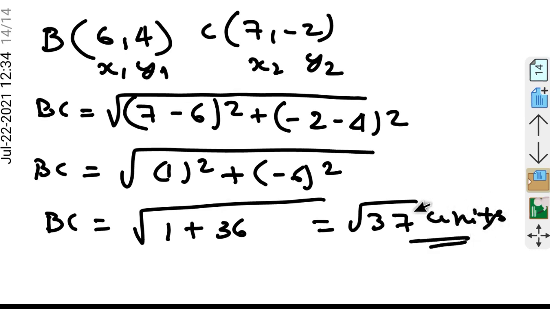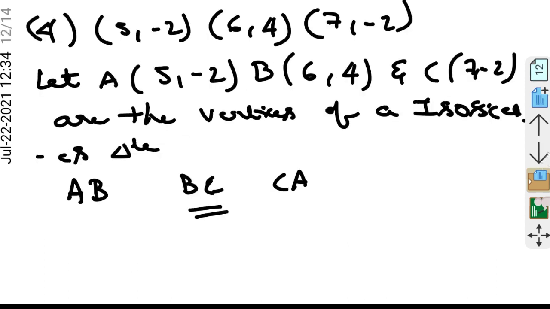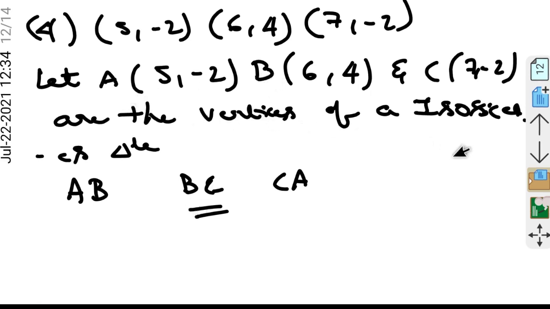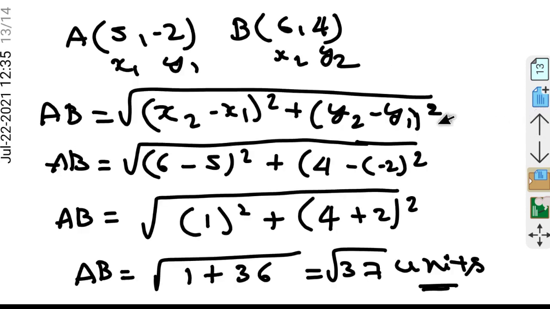Correct? Now here we don't need to find the distance between CA, children. Why? Because what I said in the beginning when I started the problem: if you want to check whether the three coordinate points are vertices of an isosceles triangle or not, by using the distance formula, if you get three answers and two of them are the same, then we can directly say the given points are vertices of an isosceles triangle.